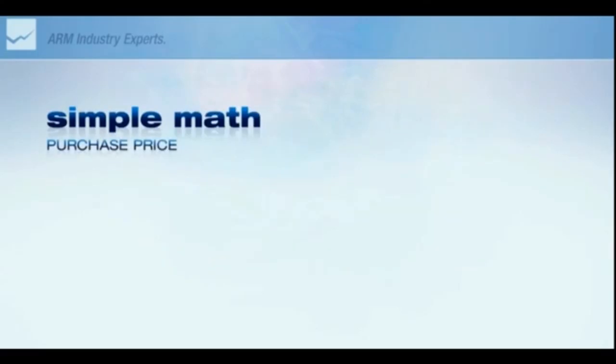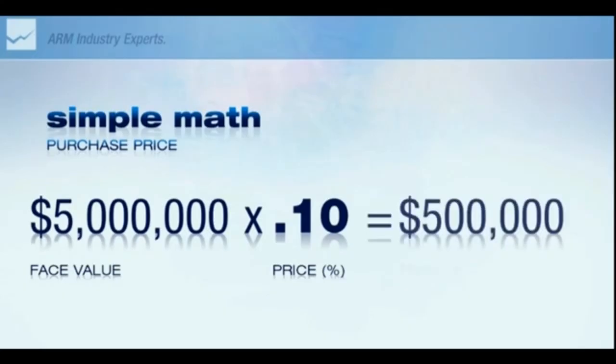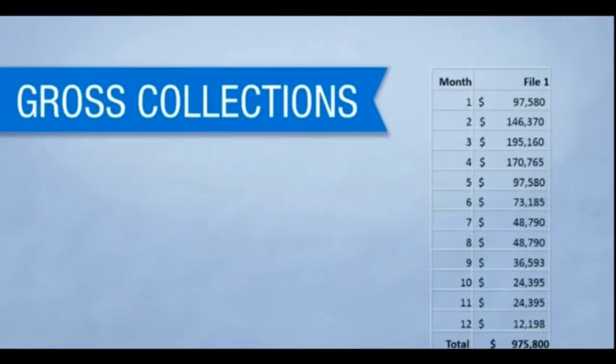So for the purpose of this presentation, we're using a portfolio with an aggregate outstanding balance totaling $5 million. As I mentioned earlier, we paid $500,000 to buy the file. With a purchase price of 10 cents on the dollar, we have a file with a face value of $5 million. Here you can see the first month's total gross collections on this file is $98,000. In the second month, it's $146,000, and on down the line, you can see that cash flows are robust at the beginning and then drop off over time.